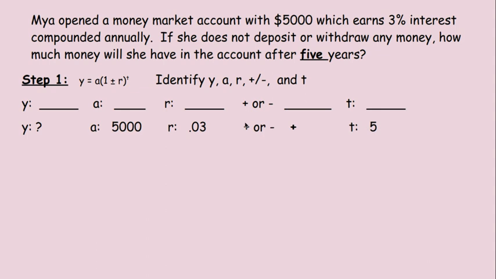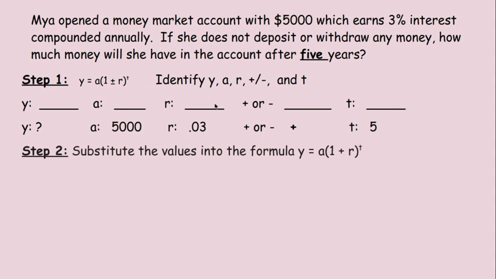So once you have your values, you'll plug them into the formula Y equals A parentheses 1 plus R to the T. So now I know it's going to be a plus sign. It should look like this. From here, you can type this right into your graphing calculator. I'll show you that in a minute. First, I'll show you step by step.